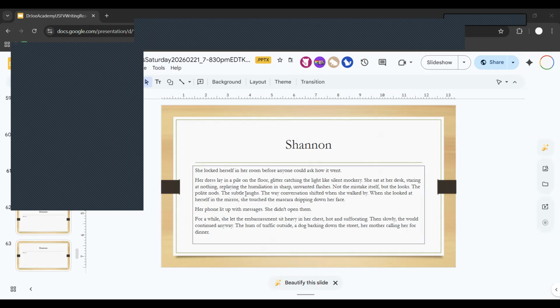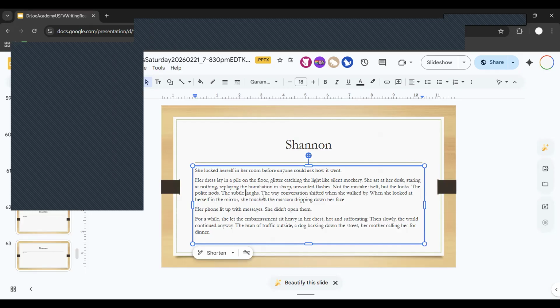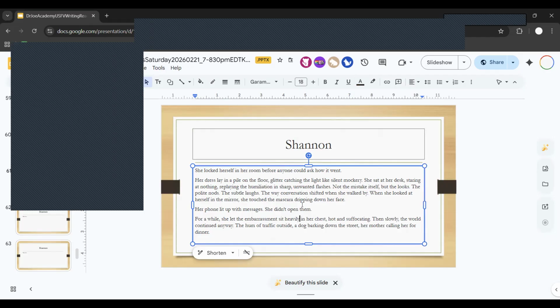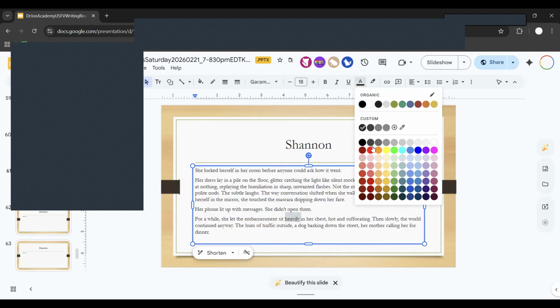Okay, great job. I just want to go through some small changes first before I get into the points of improvement, starting off with, where is it? Okay, "embarrassment sit heavy in her chest." It should be "heavily in her chest." So we'll just make that correction, heavily. Okay, I'll just highlight this red.